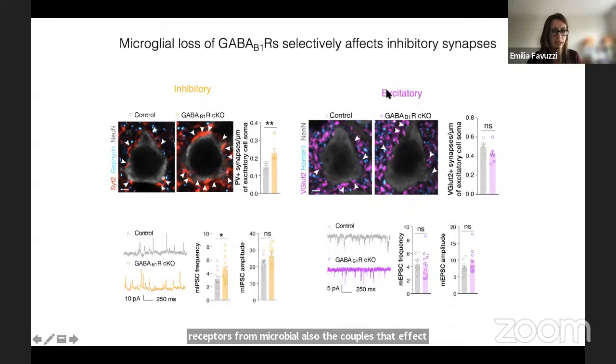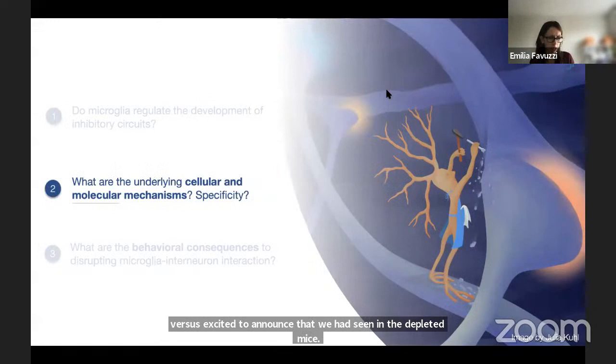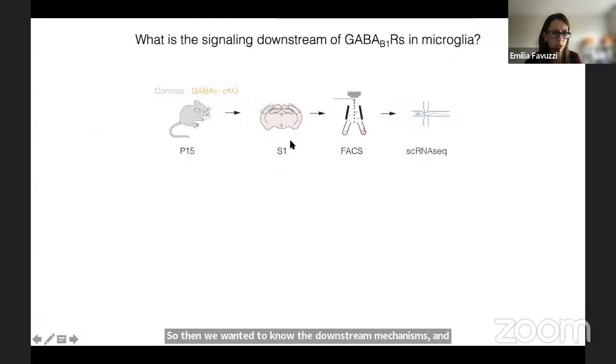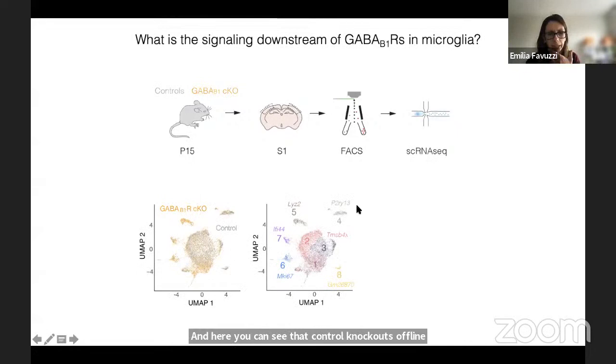So then we wanted to know the downstream mechanisms. And for that, we isolated microglia from the somatosensory cortex of P15 control and GABA-B knockout mice and did single-cell RNA sequencing. And here you can see that control and knockout cells align pretty well. They segregate in 8 mixed clusters. And of course, I won't go into the details of what these clusters are, but an important message here is that removing GABA-B receptors from microglia doesn't fundamentally alter the range of microglial states that can be observed.